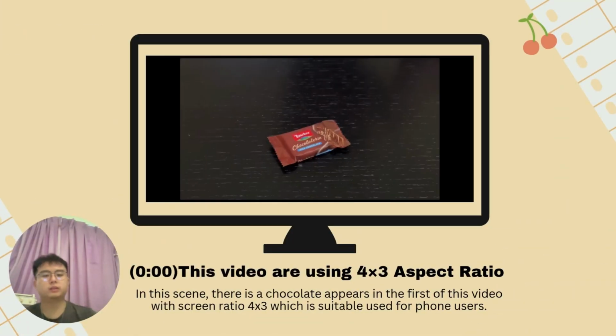My name is Chen and my matric number is 297902, and I'm going to present about the video of chapters 3 and 4. So this video is using a 4:3 aspect ratio, and this 4:3 aspect ratio allows us to frame a close-up of the chocolate without crowding the frame or leaving unused screen space. Like in the scene, the chocolate is in the middle, and the 4:3 ratio is suitable for this scene, and especially suitable for phone users.